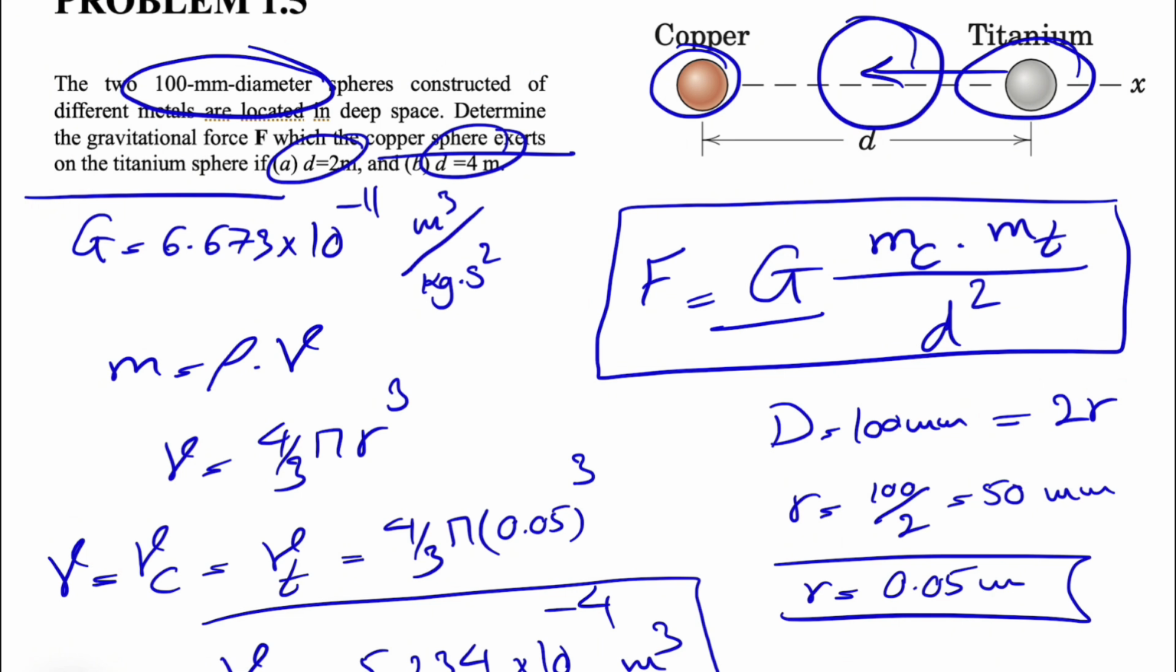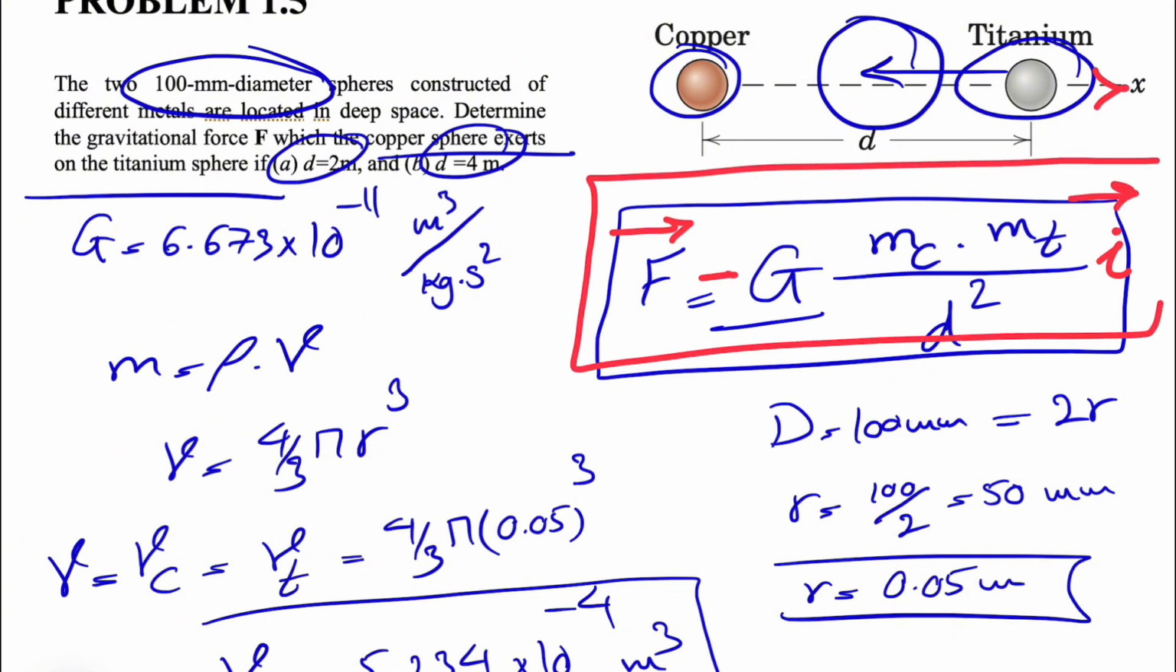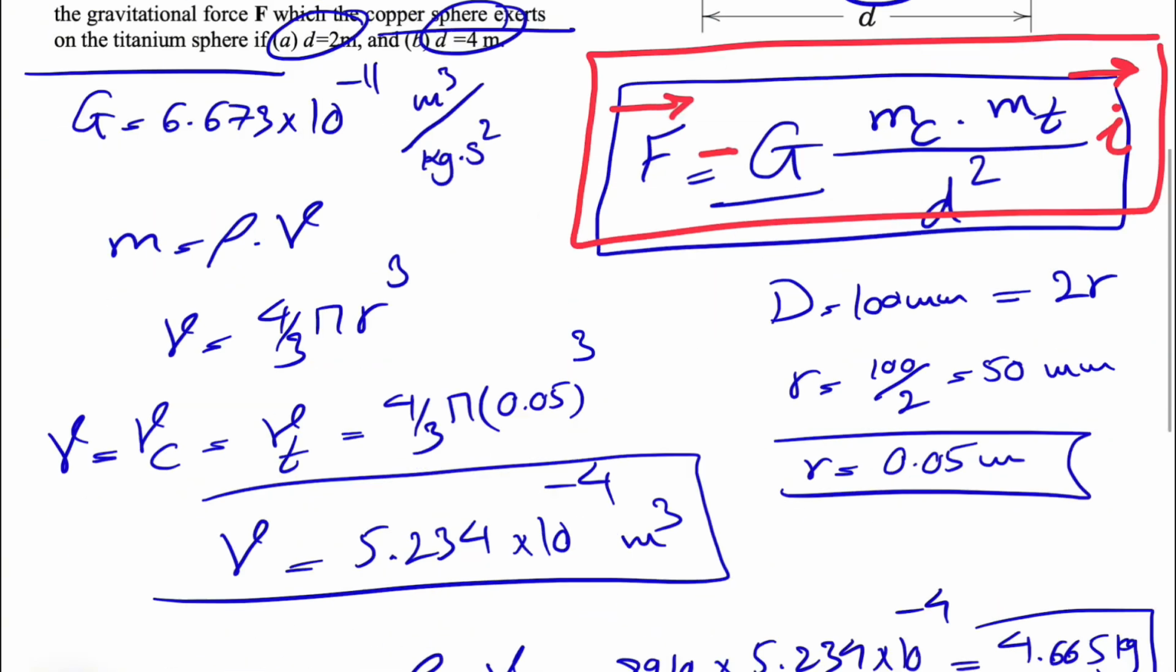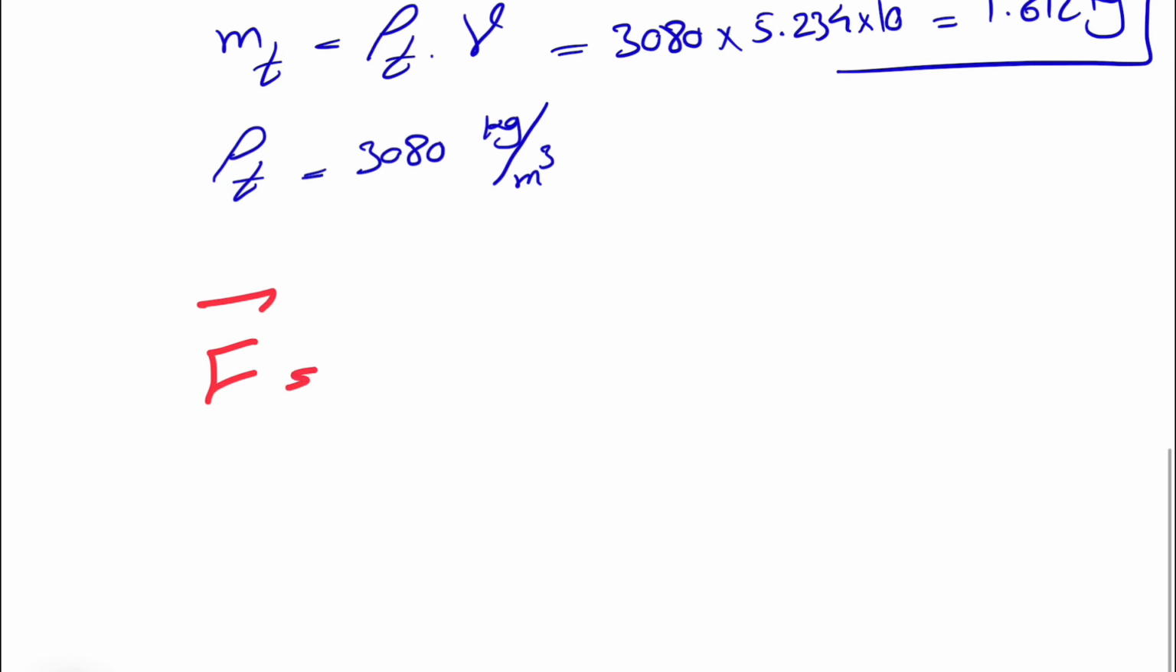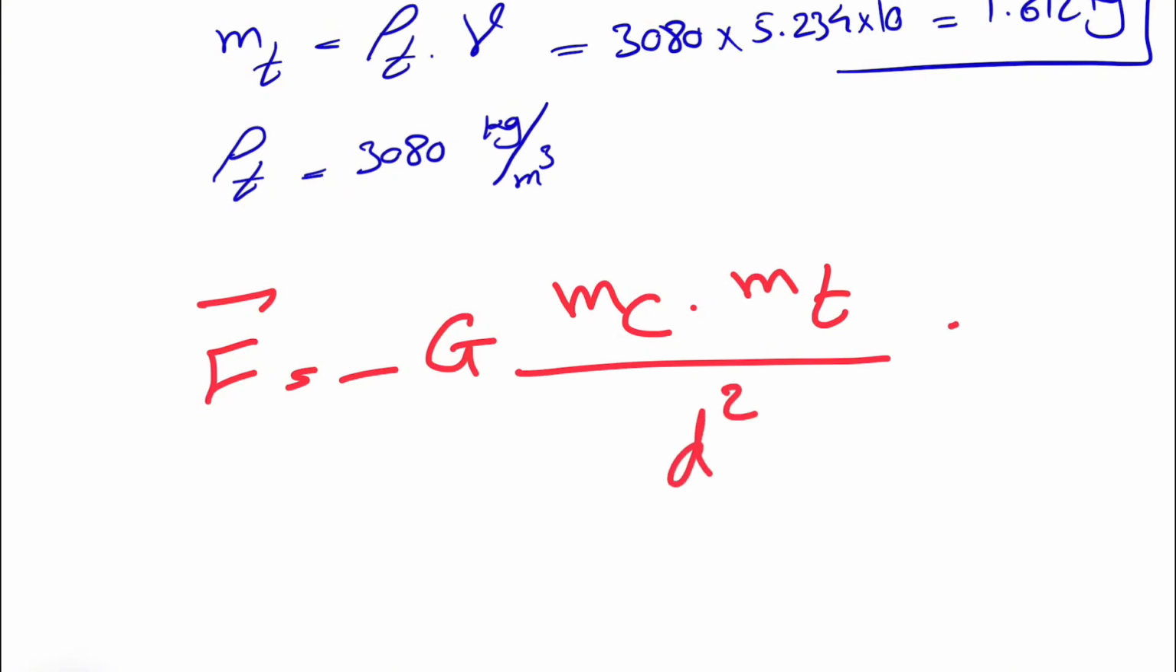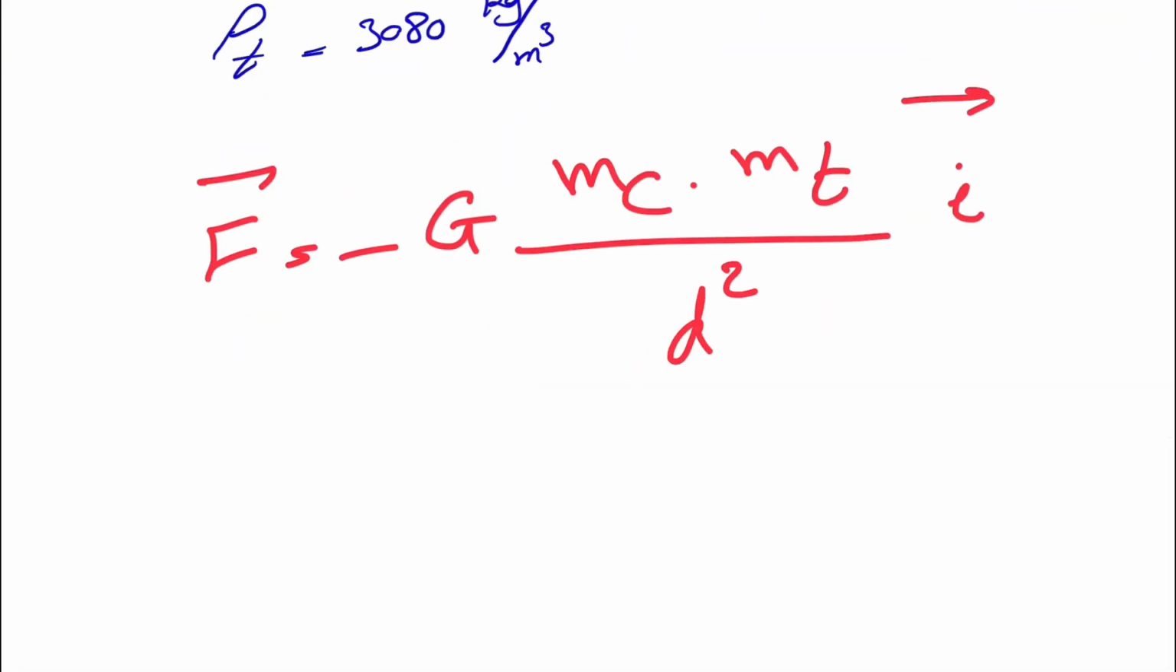If we want to show the force in a vector form, since we are in the opposite direction of the x-axis, we have a negative sign, and we only have the i component since we are in the x direction. We can express it as a vector, using the formula that we have. I'm just going to write it down again. Our F will be minus G times MC times MT over d squared. We just need to plug in our values for m, G, and d, and we're good to go to find the answer.